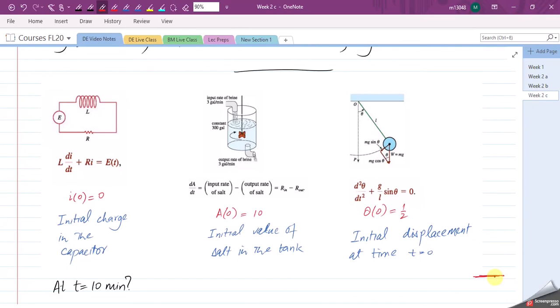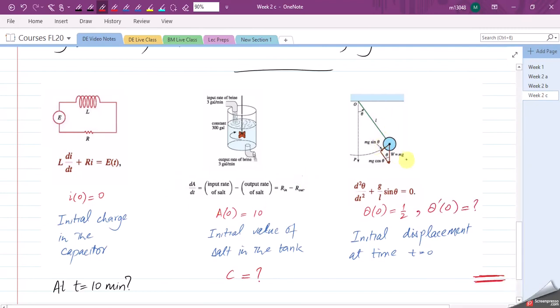In the second example, we are adding brine into a tank, and of course there is an outlet as well. Now if there is some salt already present in the tank, we can use that as an initial condition to study this whole system. So at time 0, the amount of salt A in the tank is given by 10. That will help us find the unknown constant which will occur while solving this differential equation.